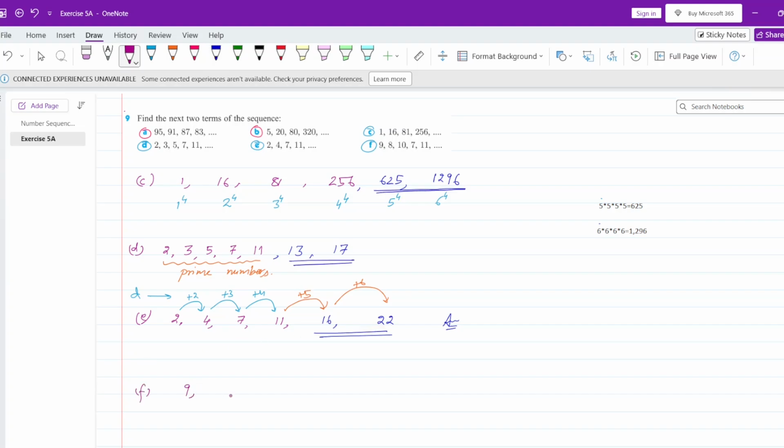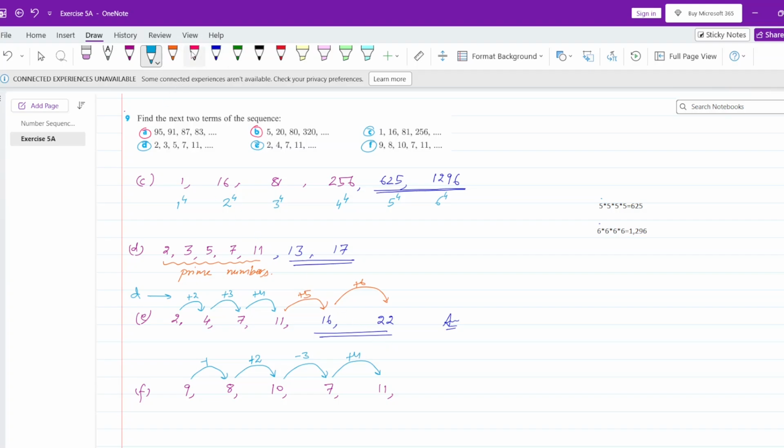F. 9, 8, 10, 7, 11. Here we can say 9 to 8 is minus 1. 8 to 10 is plus 2. 10 to 7 is minus 3. 7 to 11 is plus 4.